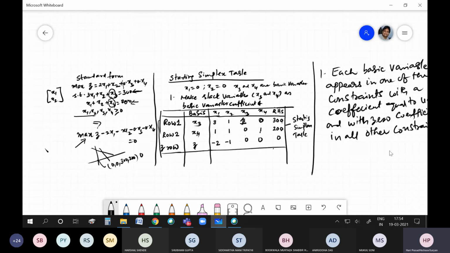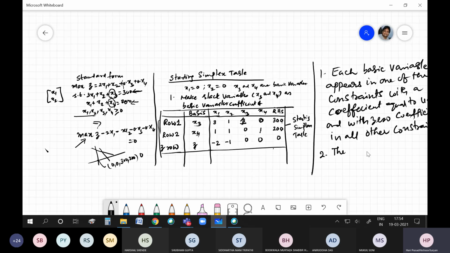Okay. The second point is that the coefficient in the Z row सत्येंद्र इसको कैसे शिफ्ट कर सकते हैं?